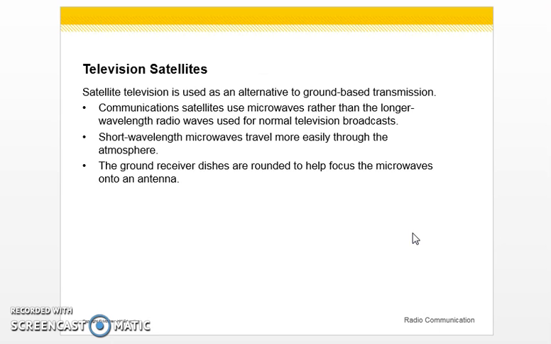Satellite television is used as an alternative to ground-based transmission. Communication satellites use microwaves rather than longer wavelength radio waves used for normal television broadcasts. Short wavelength microwaves travel more easily through the atmosphere. The ground receiver dishes are rounded to help the microwaves onto an antenna.